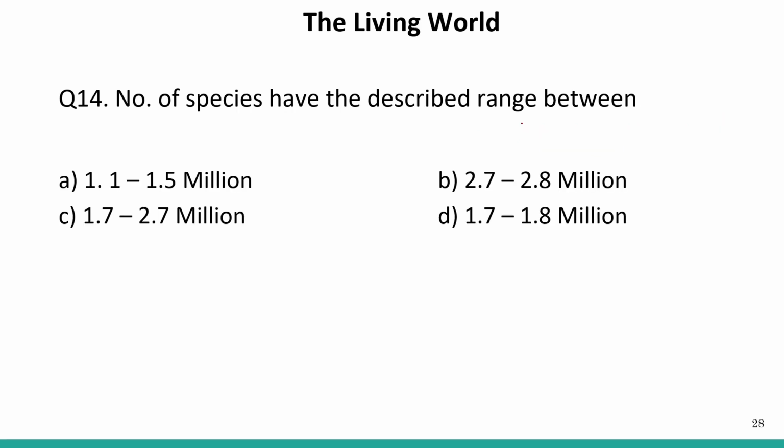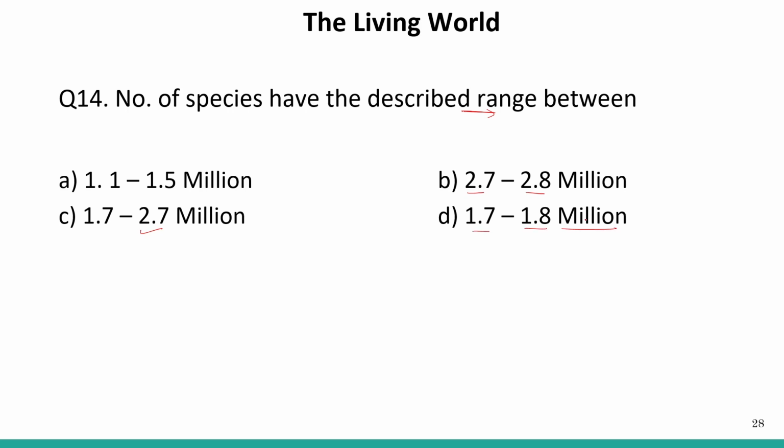Okay. The next question is, number of species that have been described. What is the range of the number of species? So options are: option A is 1.12 to 1.5 million. Option B is 2.72 to 2.8 million. Option C is 1.72 to 2.7 million. Option D is 1.72 to 1.8 million.